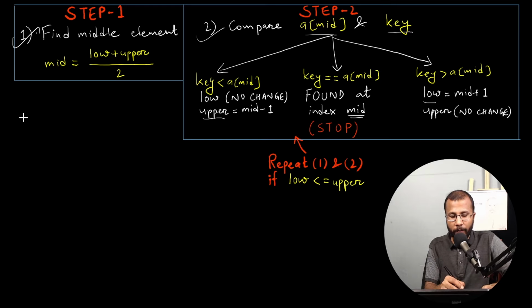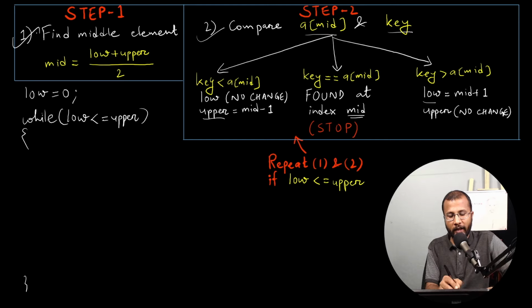So I can write a while loop here, which will make sure that the loop runs only if the lower index is less than or equal to the upper index. Okay, this is my loop. But before I start the loop, I have to initialize my lower index to be 0. Initially, the first value of the lower index is 0, and the first value of the upper index is n-1, where n is the number of elements in the given array. Okay, so this is my initialization, and this is the condition for running the loop.